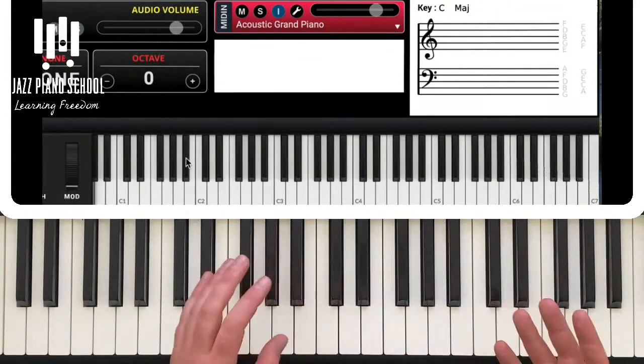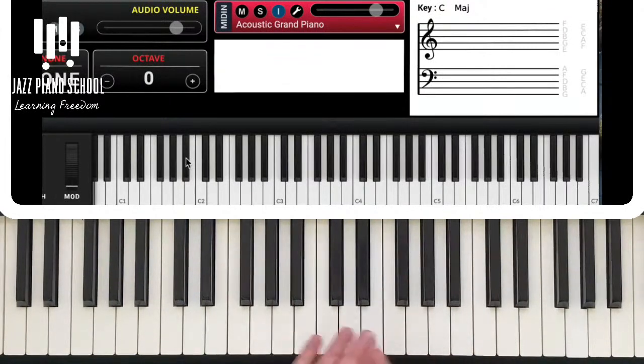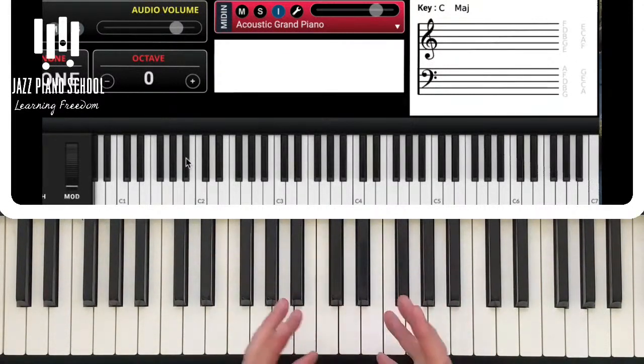Funk, blues, New Orleans style, Latin, bossa. It's not really our job to control the styles. We do have some changes here and there, but they're minuscule, and mainly the drummer and the bass player are going to be changing those styles.